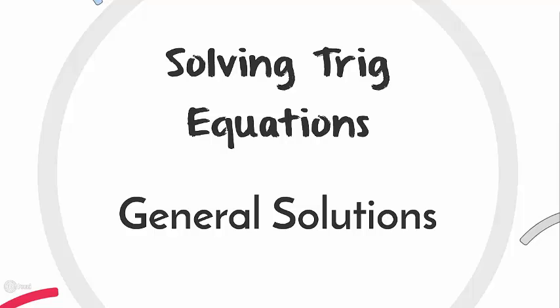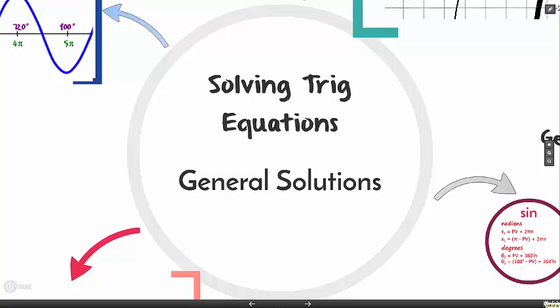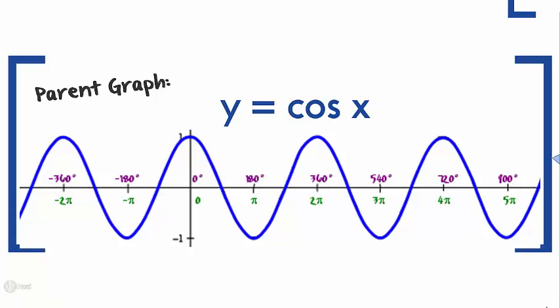We're going to learn a little bit about some general solutions that we'll use when we solve trig equations. So first, let's consider our parent graph of y equals cosine x. Hopefully we're fairly used to this, and we'll think about a principal value. So it's a random point somewhere along the curve.